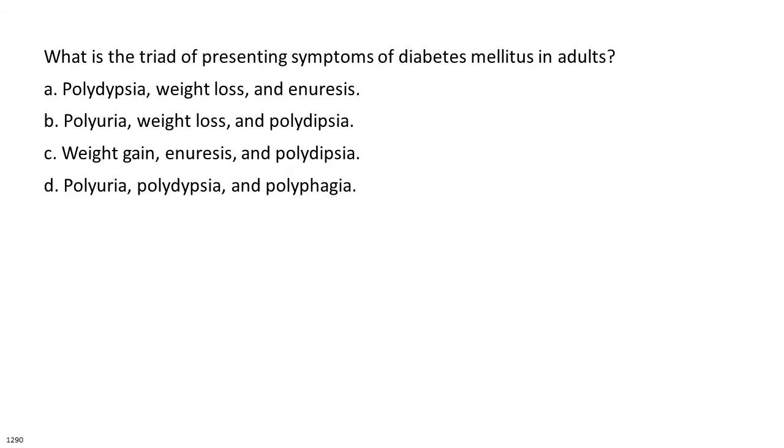What is the triad of presenting symptoms of diabetes mellitus in adults? A. Polydipsia, weight loss, and enuresis. B. Polyuria, weight loss, and polydipsia. C. Weight gain, enuresis, and polydipsia. D. Polyuria, polydipsia, and polyphagia.